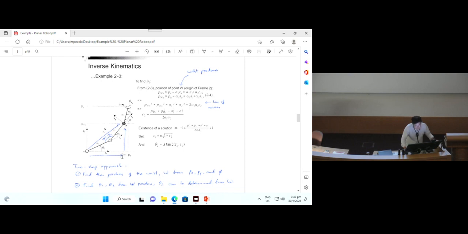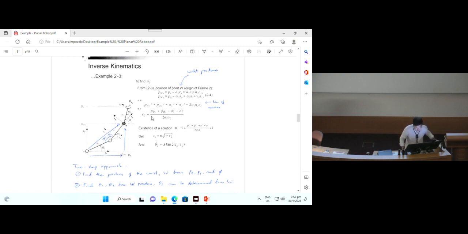PWX square plus PWY square will actually be equal to A1 square plus A2 square plus 2 A1 A2 cosine theta 2. So this is known as the law of cosines. After you have that, from the law of cosines, you can actually determine your C2. C2 is your cosine theta 2.